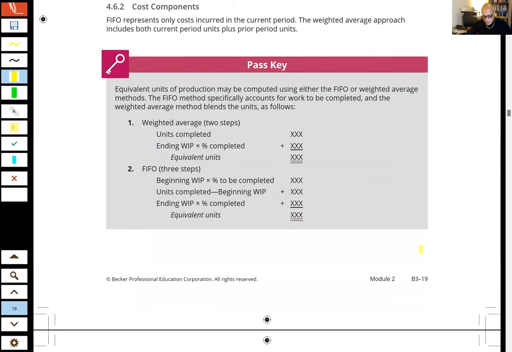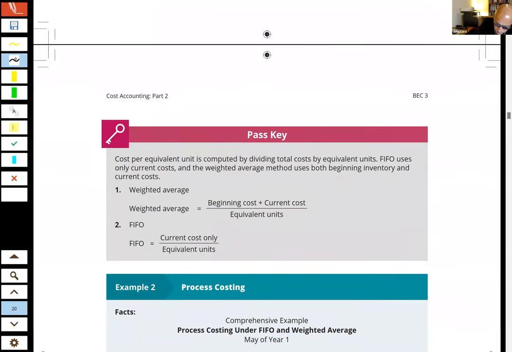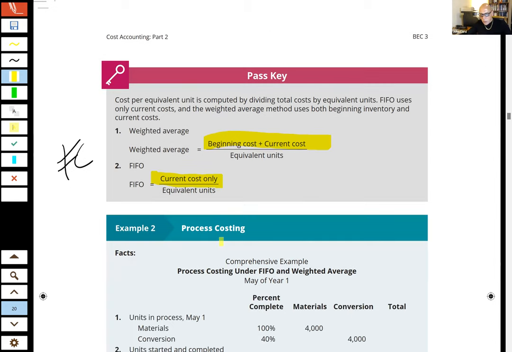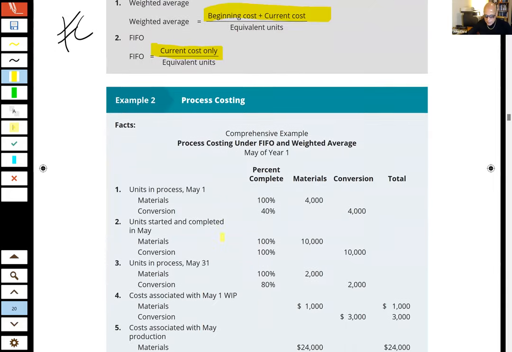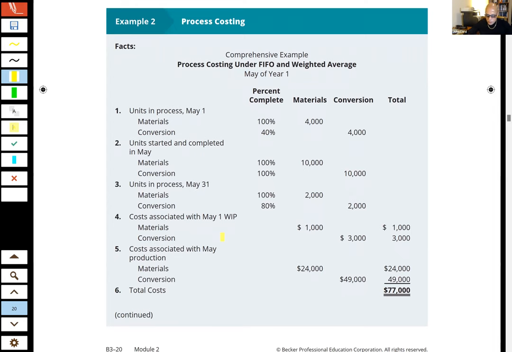Now, in this pass key, I ain't in love with this pass key because the language changes from question to question. So I'm not gonna play with that pass key. But this pass key, yes, I do want you to flashcard that because notice what. They tell us that for weighted average, it's whatever the beginning cost was plus the current cost. For FIFO, because we're only giving ourselves credit for what we did this period, we only pick up the current cost. Okay. Now you look at all that, and then they give us an example here. So you can see that we're going to use FIFO, we're going to use weighted average and compare them.